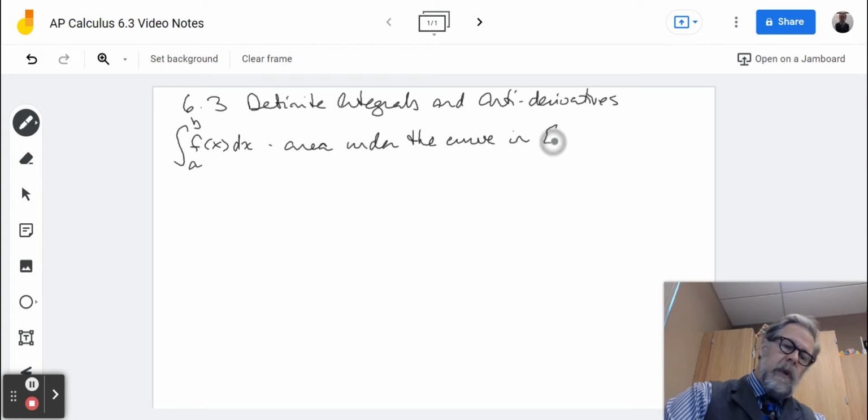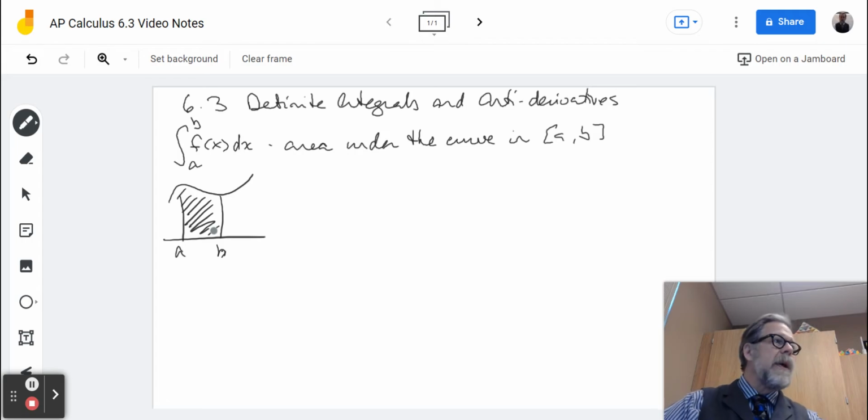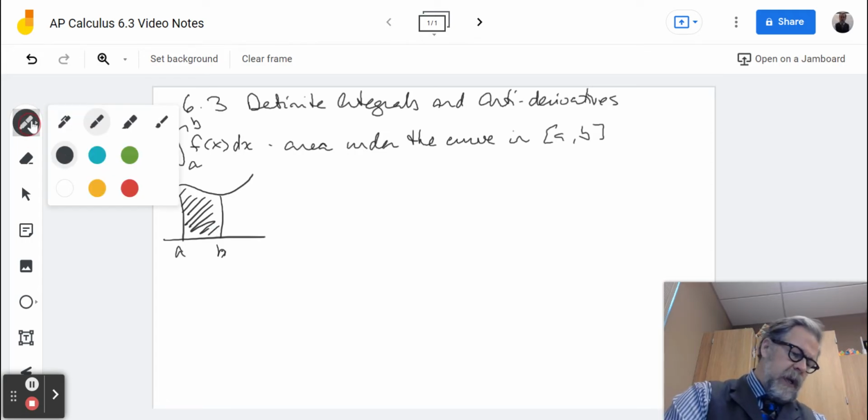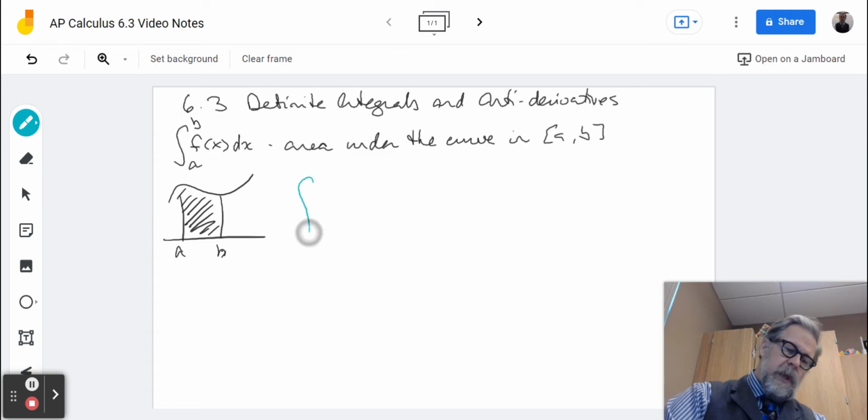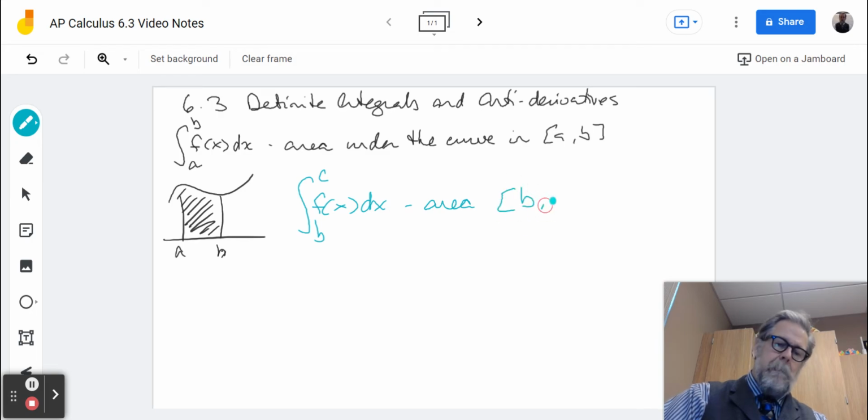in the interval AB. So if I think of this on a graph, I've got some interval going from A to B. Here's the x-axis, and I can say that that integral is equal to that. Well, let's define a new integral, and I'm going to call this one the integral from B to C of the same function with respect to x. And I know that this is the area under the curve, but it is from B to C. So I'm going to add a C, and we know that this new integral is this area.